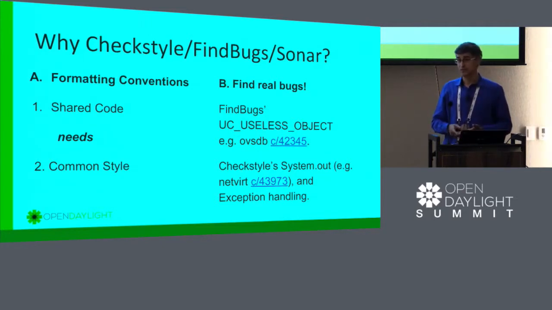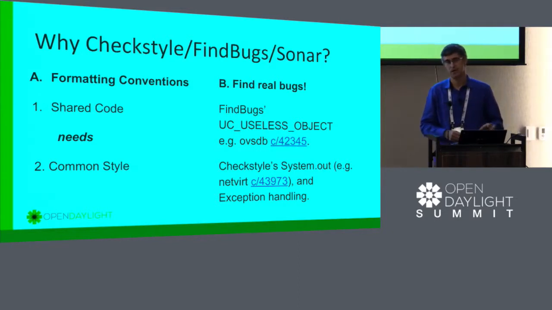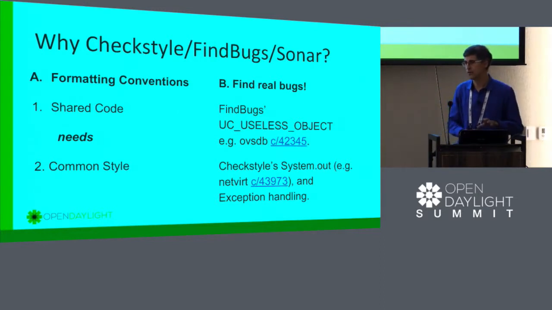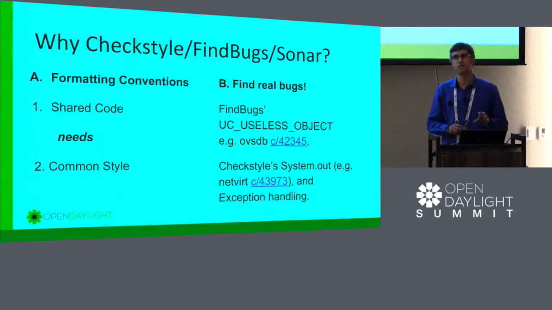Why would you want to do that? Why would you want to have static code analysis and tools? I think there's 2 main reasons for that. I think the first reason is formatting. Just having shared conventions is a healthy thing for an open source project. You have shared code, you have a community of people working on it, and having conventions for common style on that shared code is a good thing. It's easier to work on other people's code if that code is formatted the same.